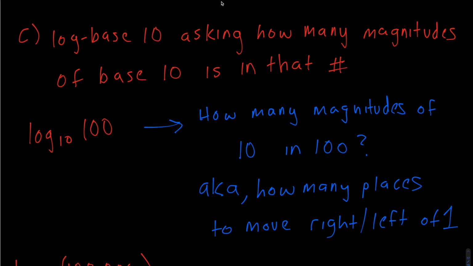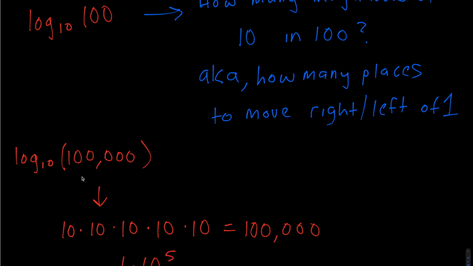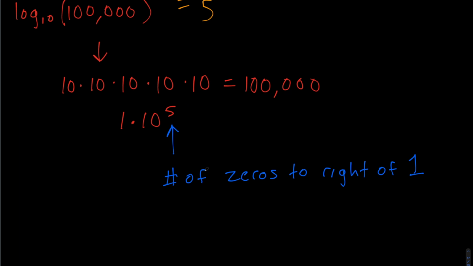So if you have, for example, log base 10 of 100,000, that's how many magnitudes of 10 fit into 100,000. Just looking at the number of zeros, it's 1, 2, 3, 4, 5. How many places do I move to the right of 1? 1, 2, 3, 4, 5. That's the same as the number of zeros, which is 5. So your answer here is 5, right? Here the answer is 2. Here the answer is 5. And so, again, the number of zeros is to the right of 1.